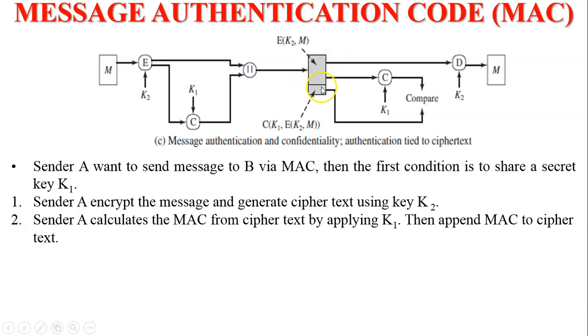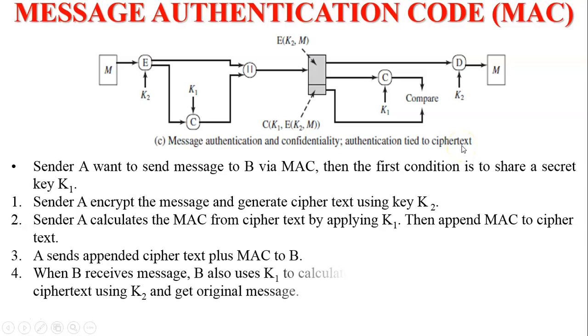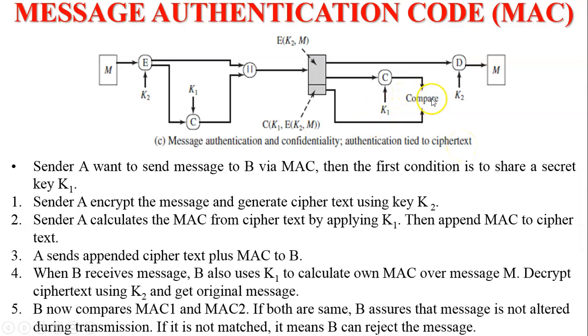Receiver will separate this ciphertext and this MAC. Receiver will generate a MAC from the ciphertext and compare it to the appended MAC, and here decrypt the message M. If the receiver compares both MAC1 and MAC2, and both are the same, then it accepts the message, or we can say there is no alteration in the message. If it does not match, it means B can reject the message.